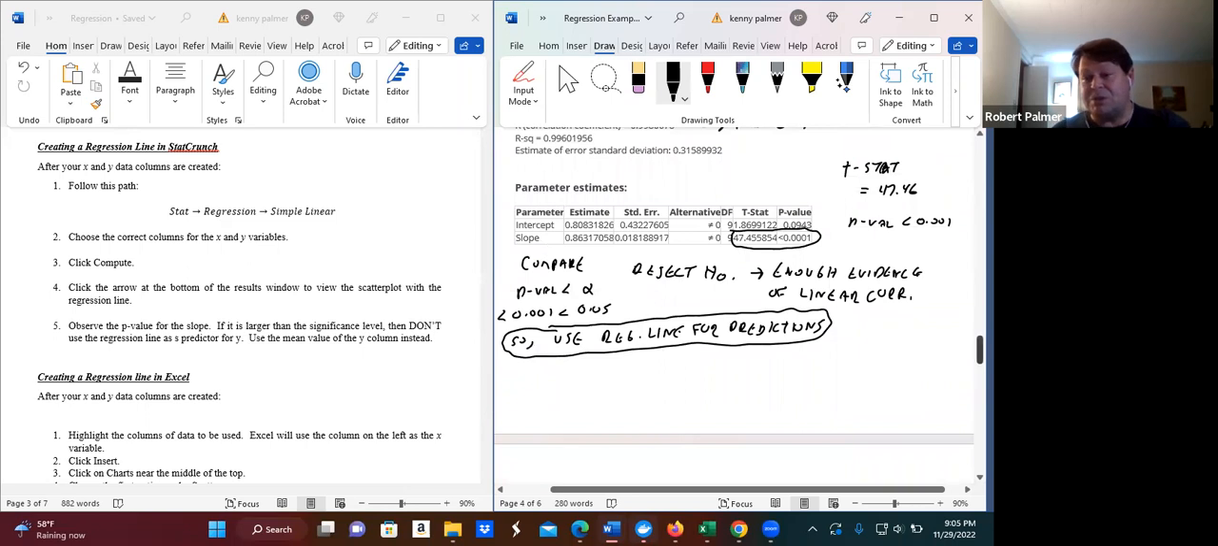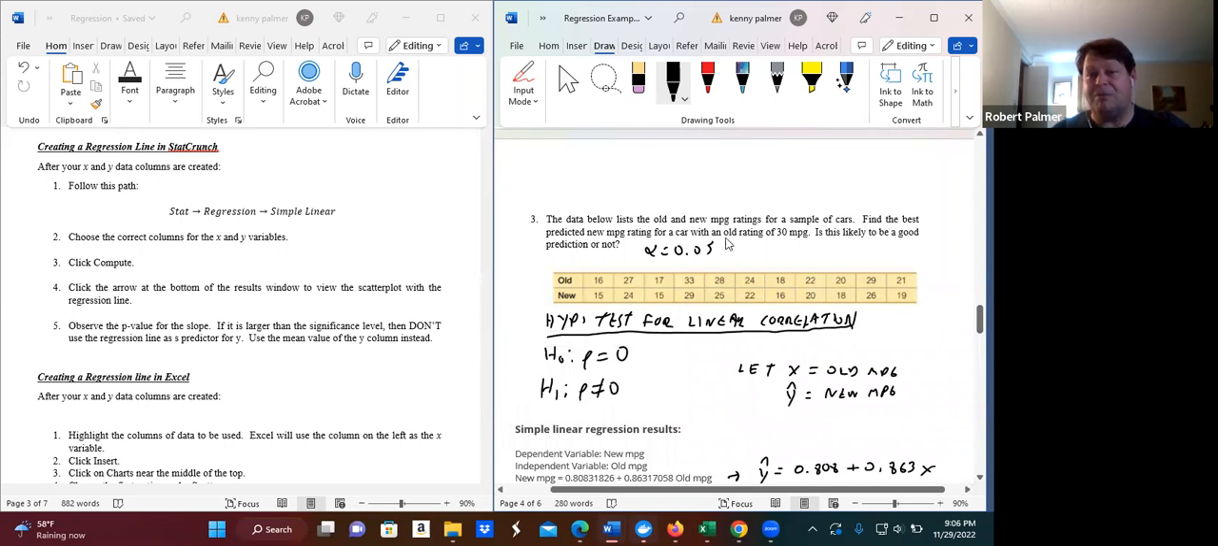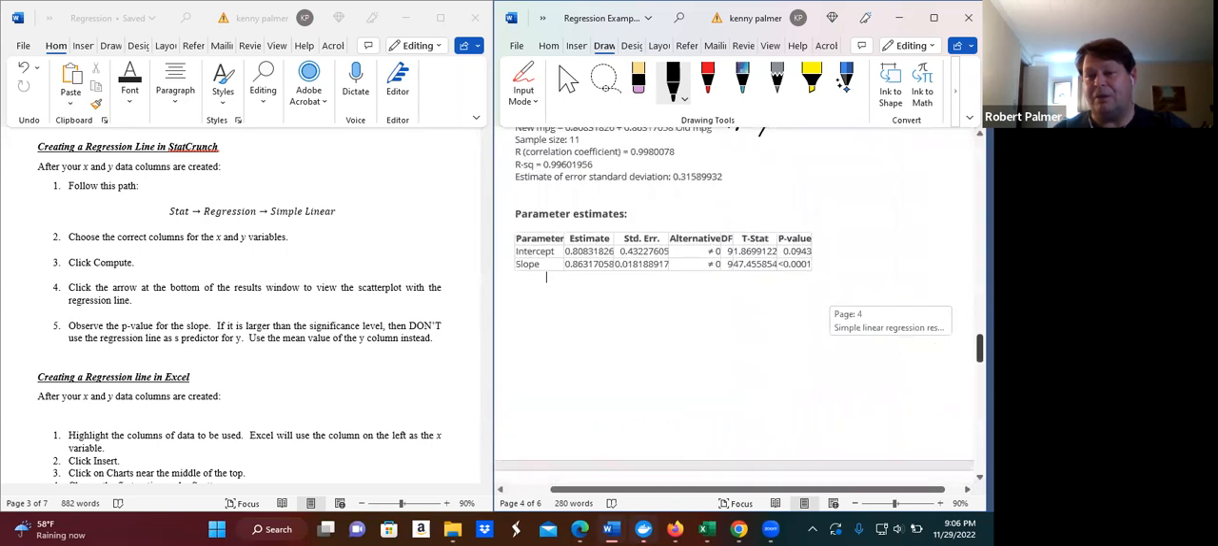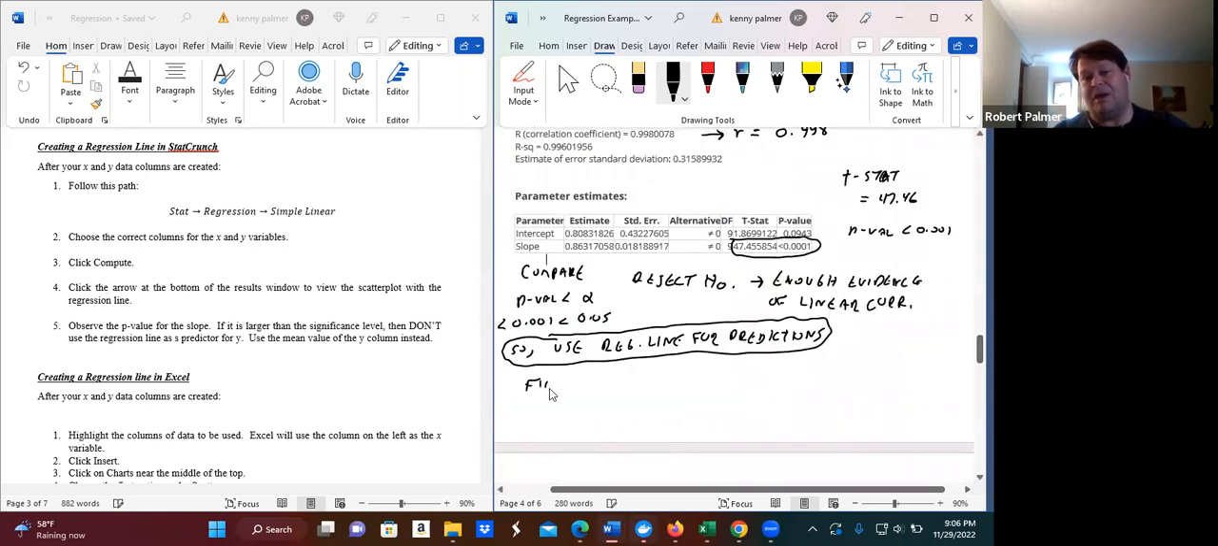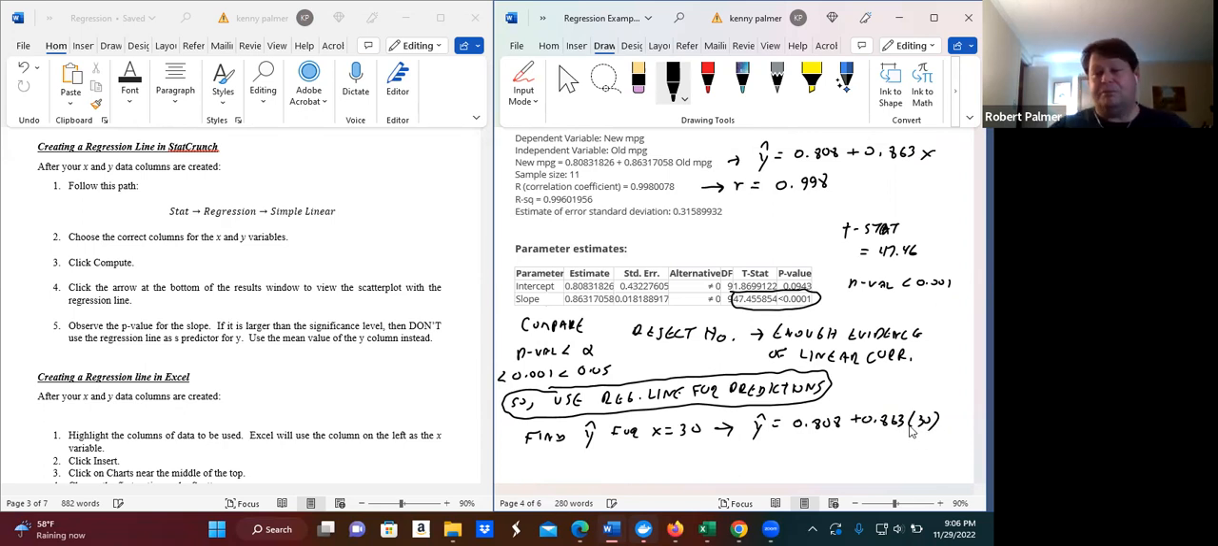Let's do that. So the question specifically asks us to find the best predicted miles per gallon for a car with an old rating of 30 miles per gallon. Okay. I want to find y hat for x equals 30. So what I'm going to do is take the regression line equation we just found and plug that in. So we have y hat is equal to 0.808 plus 0.863 times 30. And just do that on your calculator.